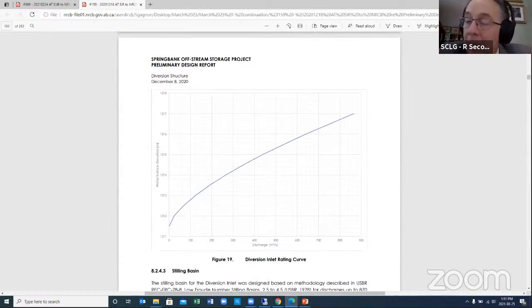Now, Mr. Manager, I believe you've been involved since 2017, correct? Since 2014. Right. And you would, I'm sure, be familiar with the diversion inlet rating curve that was filed in March of 2017 in the preliminary or the draft EIA, correct? Yes.